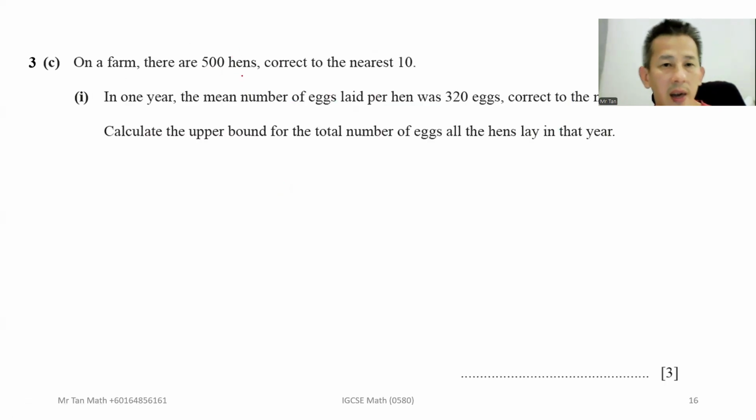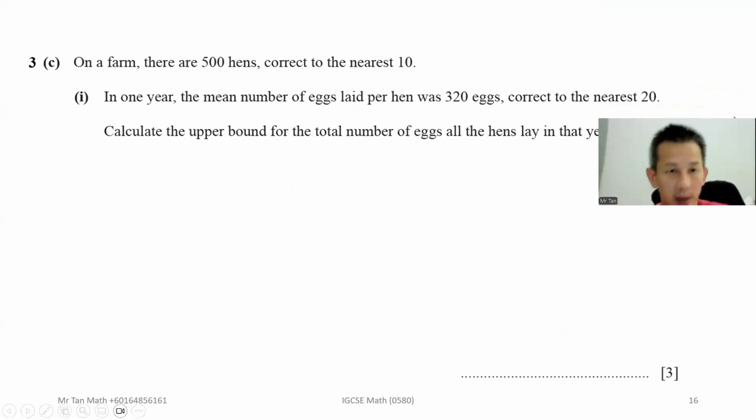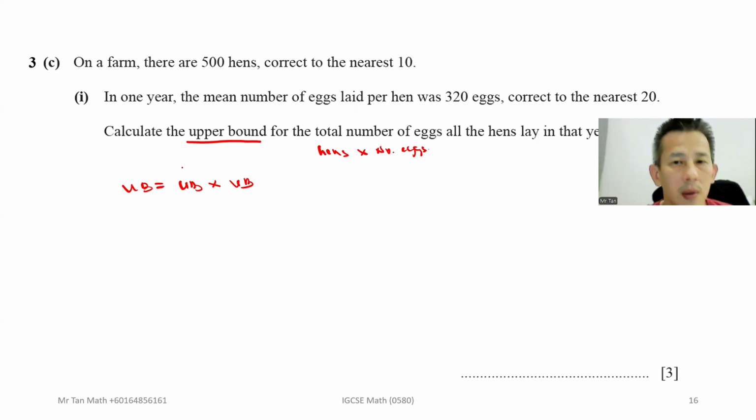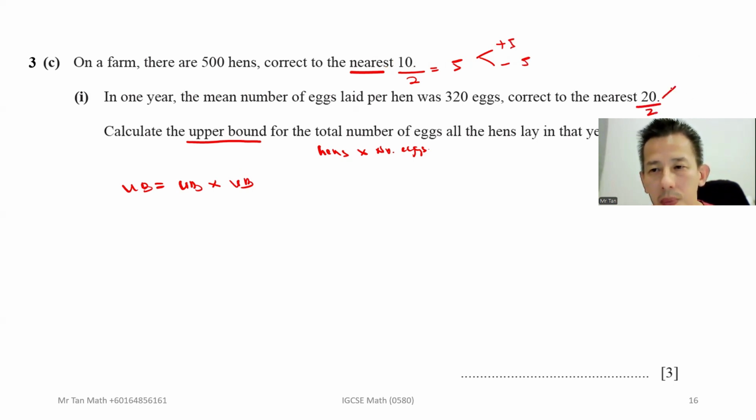C, on the farm, there are 500 hens, correct to the nearest 10. This is upper bound, lower bound question. In 1 year, the mean number of eggs laid per hen was 320 eggs, correct to nearest 20. Calculate the upper bound of the total number of eggs the hens lay in that year. To calculate the total number, you need to times the hens by the number of eggs. When you time, you need to get upper bound, time the upper bound. So first, take the nearest 10, you divide it by 2, then equal to 5. Mean is plus minus 5. And then the nearest 20 divided by 2 is plus minus 10.